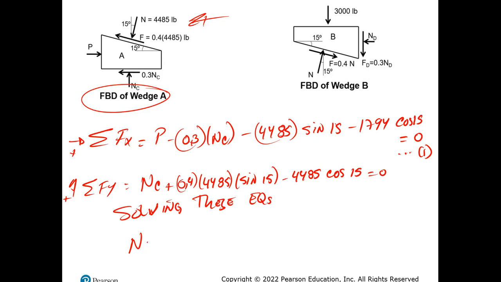we get that NC will be equal to 3,868 pounds, and finally P will be equal to 4,054 pounds, and my problem is solved.